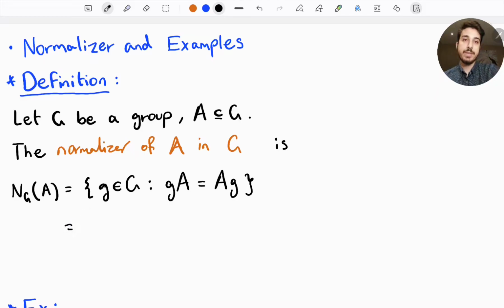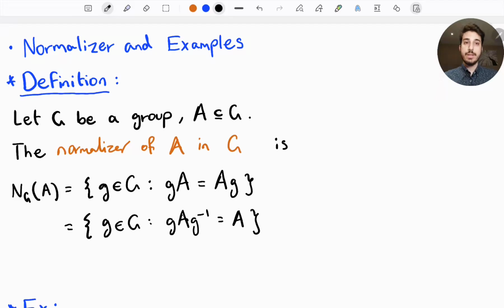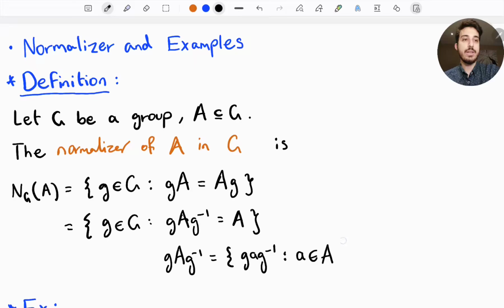And if we use our basic manipulations that we used before, we can say the normalizer is also all the G's such that G A G inverse is equal to A. Essentially saying that G A G inverse is equal to the set of G a G inverse where a is an element in A, the set of all the conjugates of a for all a in A by G. So we're just saying that this set of conjugates is equal to A. If you take any element in A and apply the conjugate, you're sure to be in A. It is closed under conjugates.